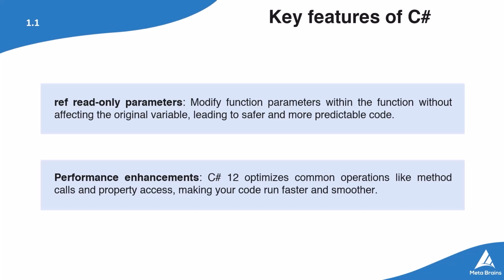And then finally, we have performance enhancements. C# 12 optimizes common operations like method calls and property access, making your code run faster and smoother. Apart from the above listed features, there are a lot more. We can say the five we have talked about are the major ones.